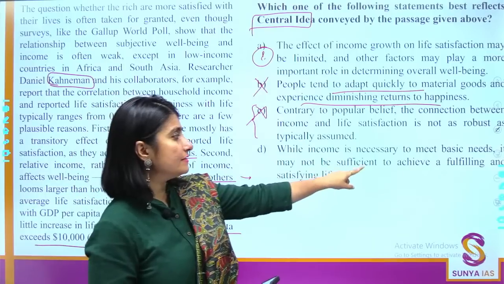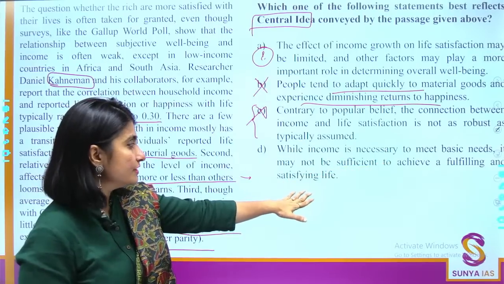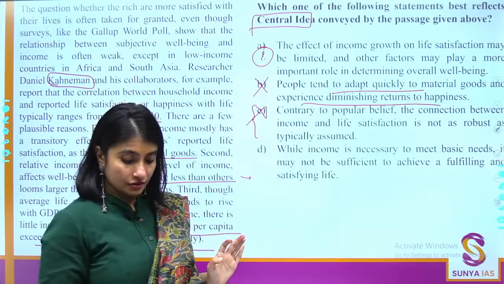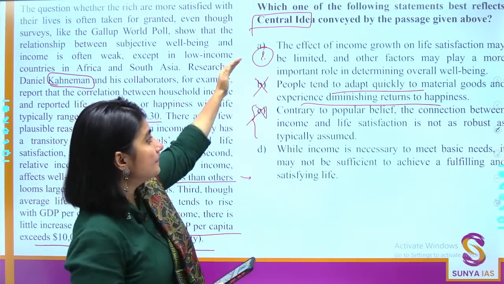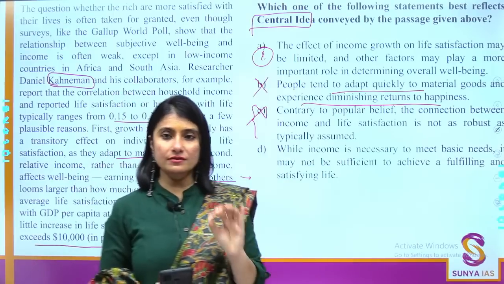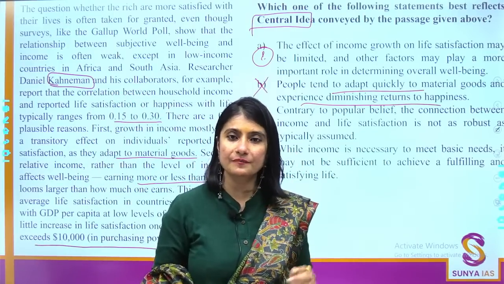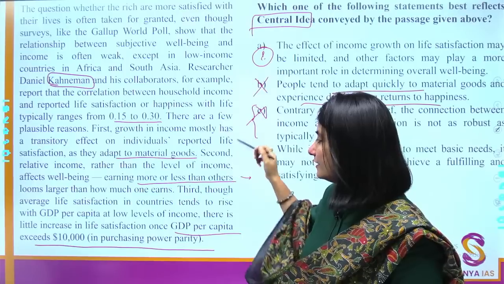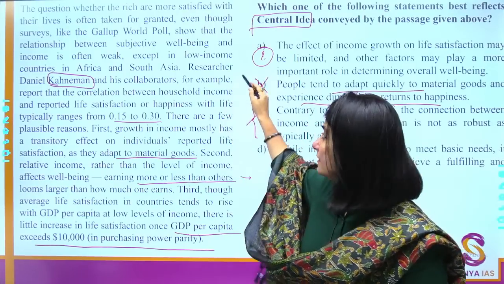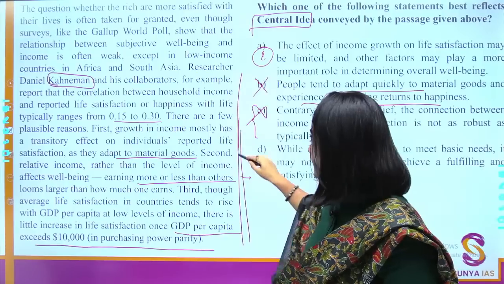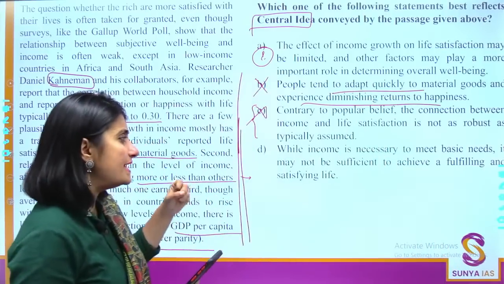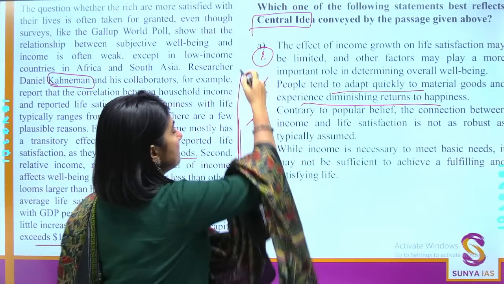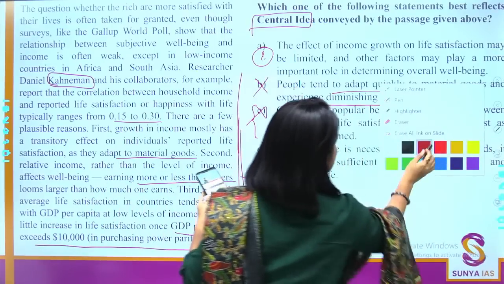While income is necessary to meet basic needs, it may not be sufficient to achieve a fulfilling and satisfying life. So now here we have confusion between A and B. You will stand on this crossroads multiple times in the examination. What you need to do is put a quick glance at the passage. We are talking about different factors in three-fourths of the passage, and not about the basic need or the satisfying life thing. So this here, guys, will be your correct answer.